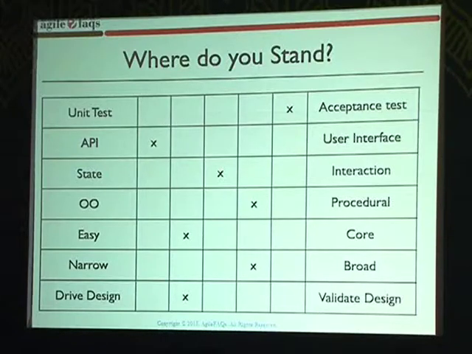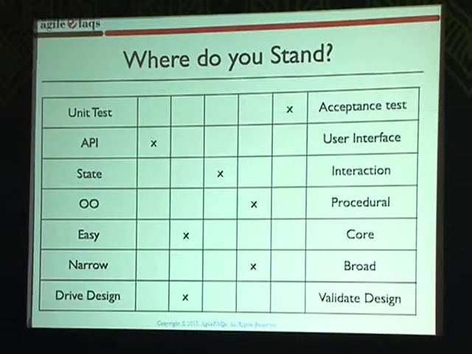Is it more stateful or more interaction-centric? Is it more object oriented or more procedural in terms of the nature of the job you're performing? Do you go after the easy stuff or the core stuff, right? Do you start with something easy or something really core? Do you go narrow, very specific to one particular thing, or do you go broad? Do you use your test to drive the design, which means I have no idea what the design is going to be and I'm completely going to let it unfold itself, or do I have a design in my mind and I will use the test to validate my design?